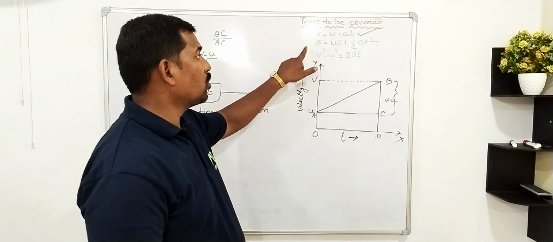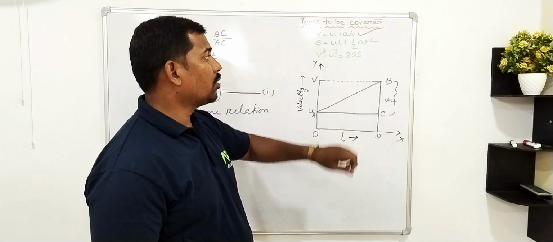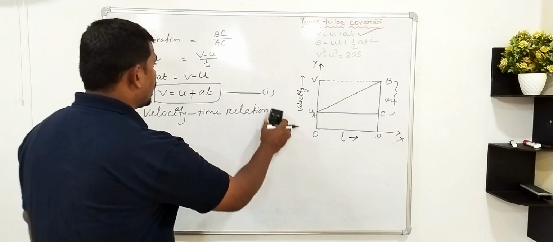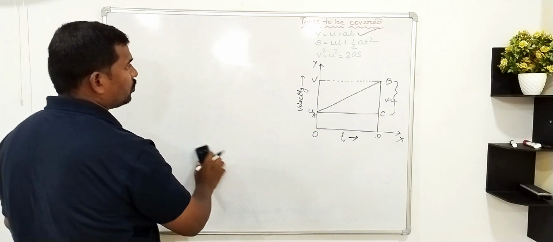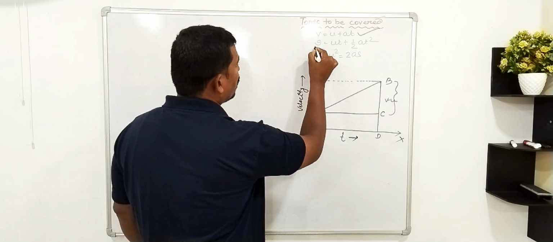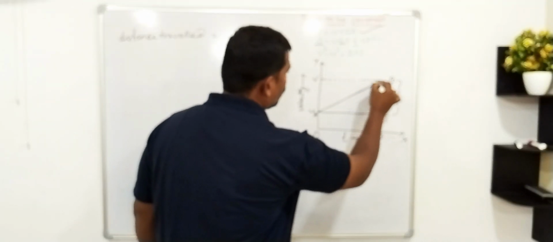Then we will see the second equation of motion, that is s equal to ut plus half at square. That is the position time relation. Here the area, or distance traveled, is equal to the area under the curve AB. AB is a straight line, and we know that a straight line is also a curve, so you can write area under the curve AB.